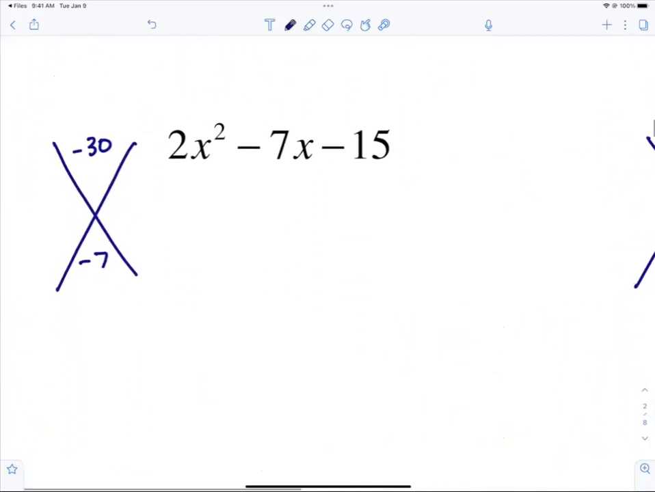Giving you a few examples where the lead coefficient is not positive 1. So these take a little bit more time. You need 2 numbers that multiply to negative 30 and add to negative 7. That's going to be negative 10 and positive 3.